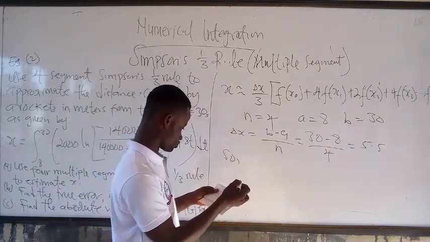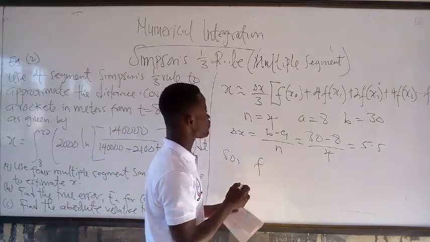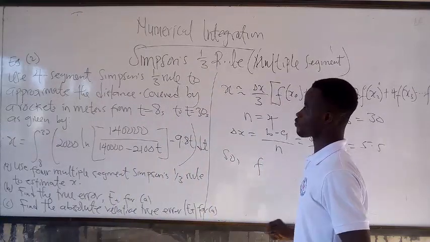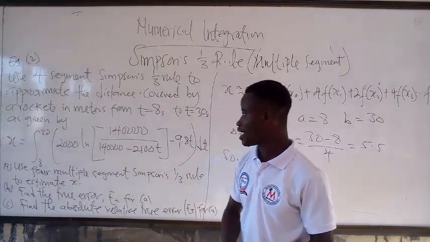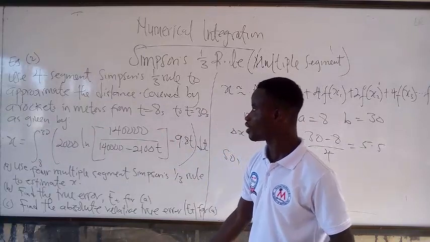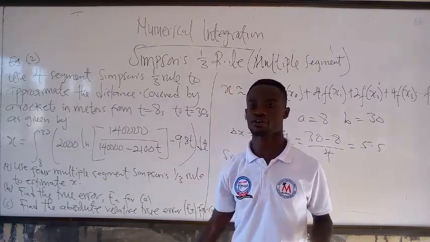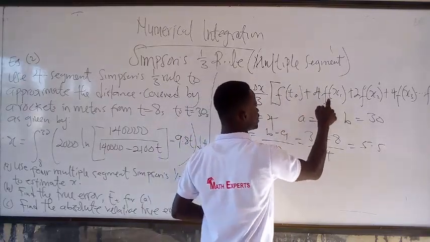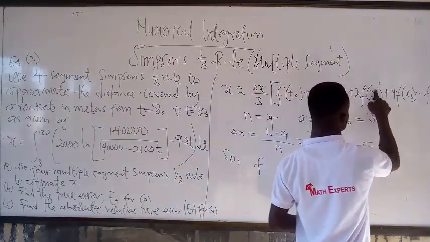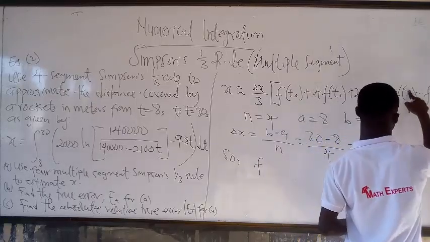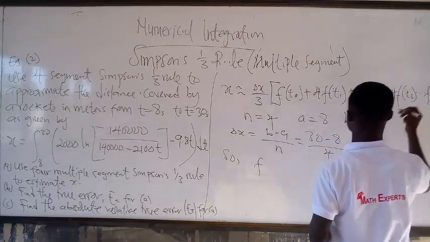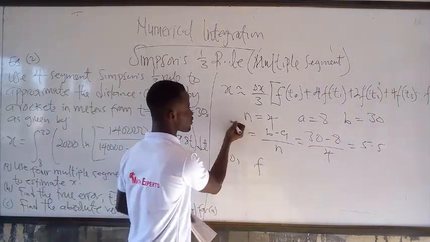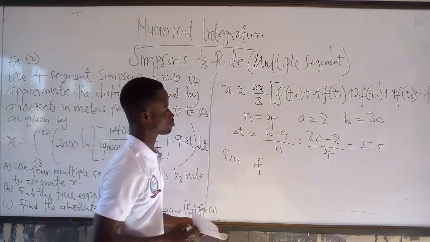Now let me give you something too. We know this is the general formula, right? But from the question, it's a function of t. That is time. So we have to change this to t, this to t, this to t. Don't forget that. So this one we have to change to delta t.